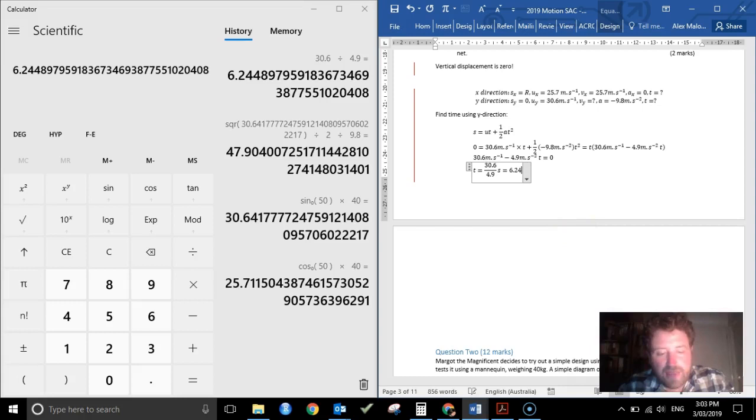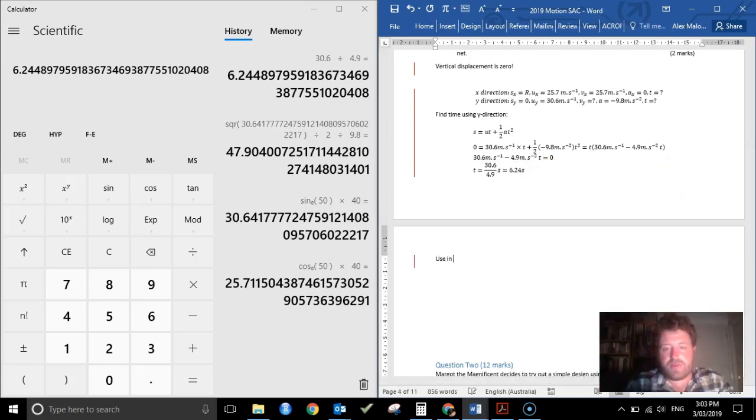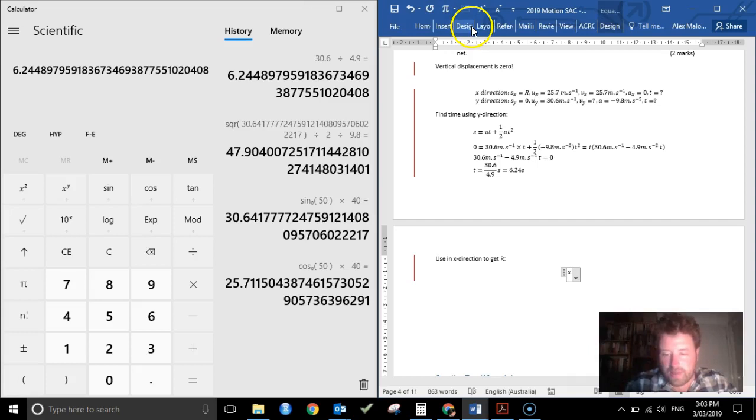Now, when I use that in the next bit, I'm not going to use 6.24 seconds. I'm going to use this full number here so that I don't lose anything in the rounding. But when we present it on the piece of paper, we just write that. So then we're going to use in the x direction to get r. And we're actually going to use that same equation, s equals ut plus a half at squared, but the a is 0. So it's really just s equals ut in the horizontal direction here.